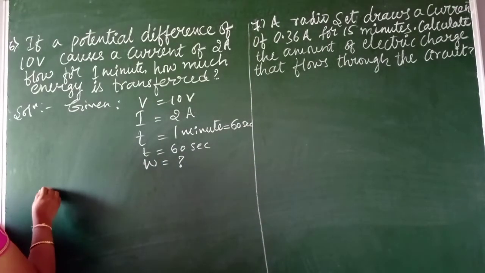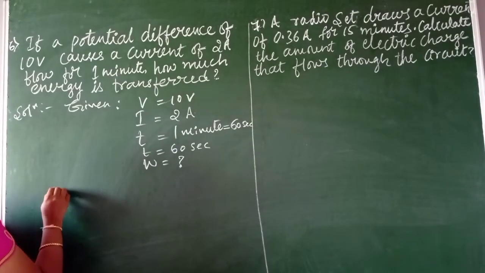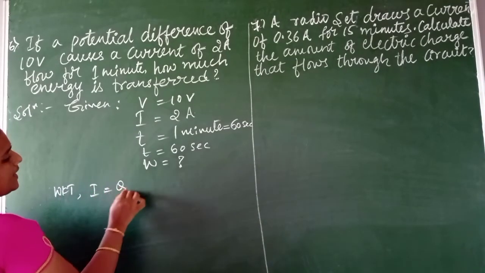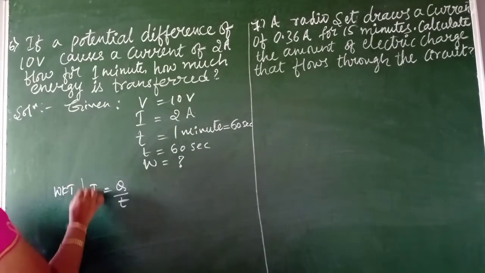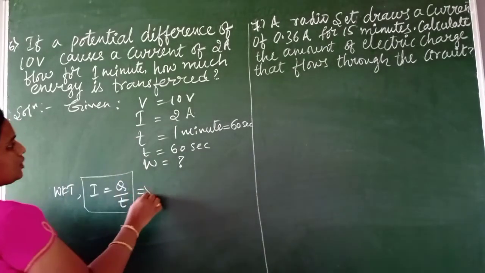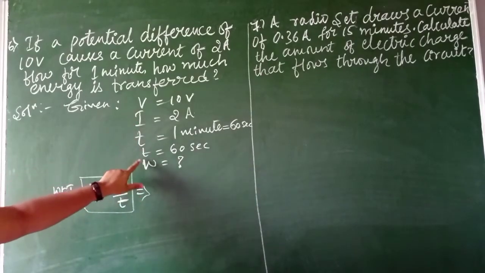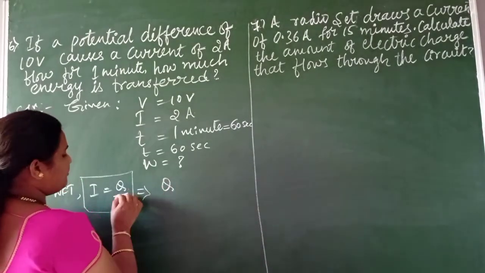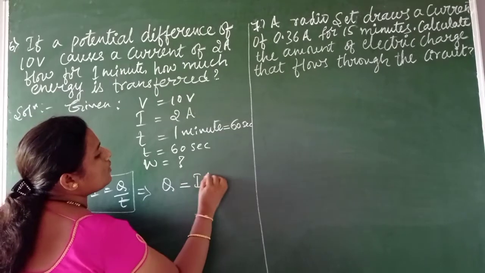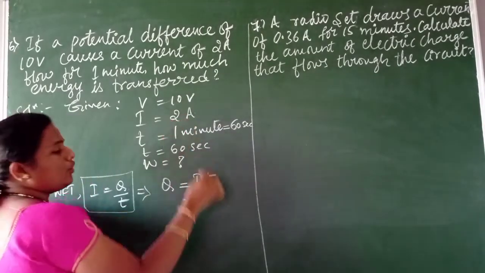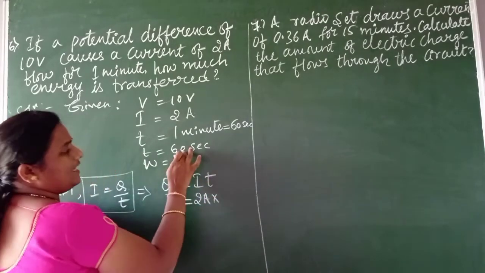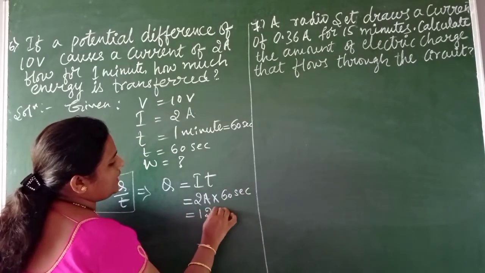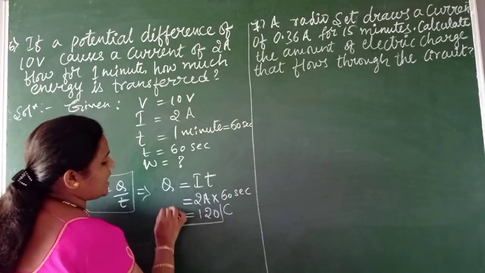So, what formula shall we use, children? We know that I is equal to Q divided by T. Isn't it, children? This is one formula. We already have the I value and T value. First, we need to calculate Q here. So, we can rewrite the formula: Q is equal to I into T. So, what is the I value? 2 amperes into T value 60 seconds. So, this will now become 120 coulombs of charge.